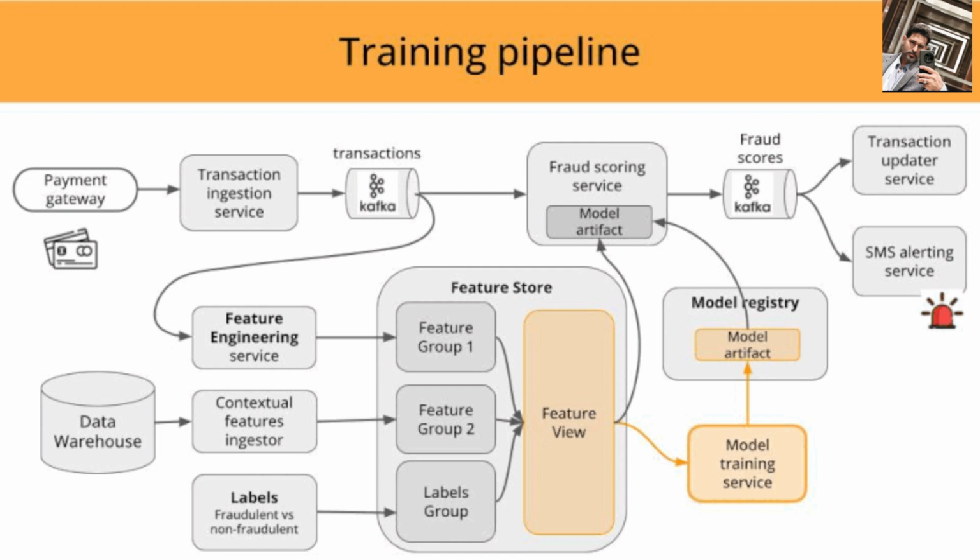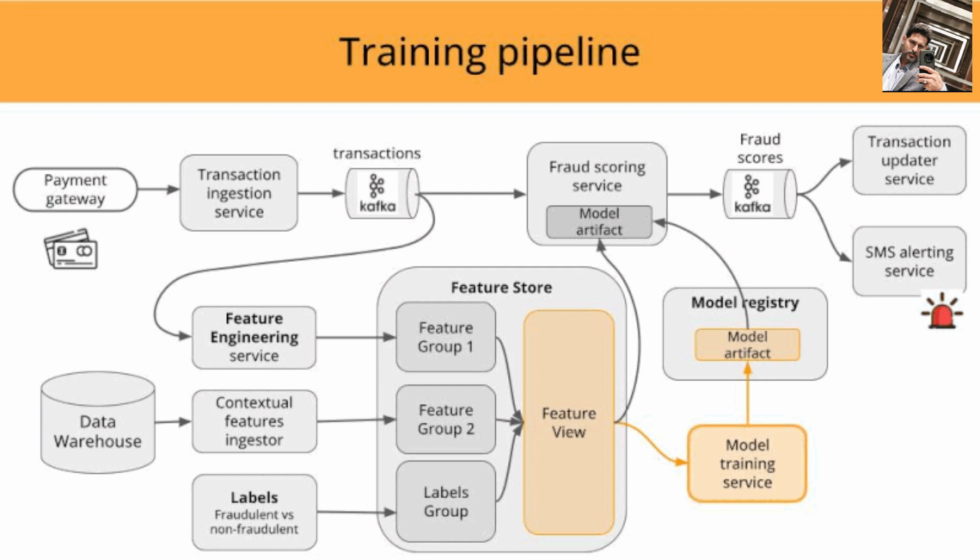We have a data warehouse containing historical data. The feature engineering service plays a vital role here. It takes this raw historical data and transforms it into meaningful features. Think of features as specific characteristics of a transaction that might be indicative of fraud, like the time of day, the location, the amount, the user's past behavior, and so on. The contextual features ingester might pull in additional relevant information from the data warehouse to enrich the features being engineered.